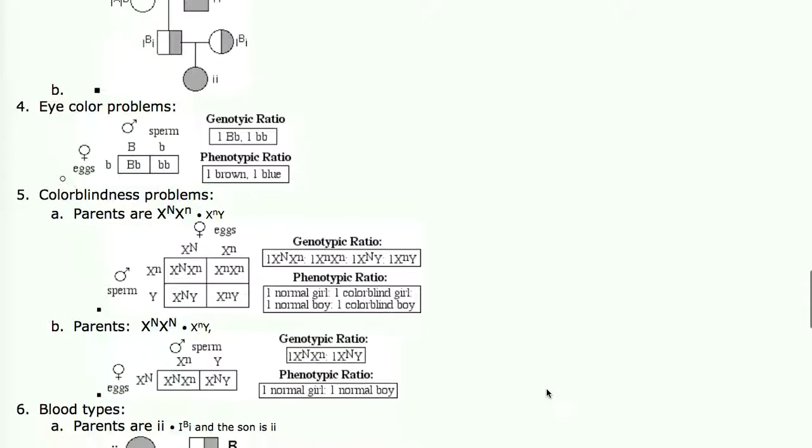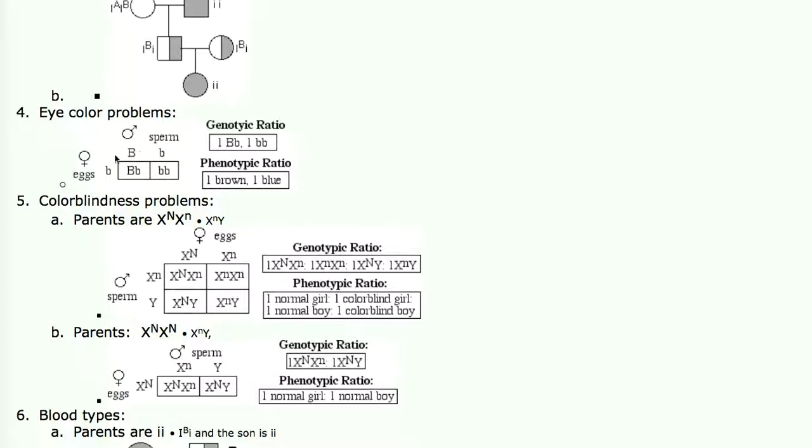Let's see. Here we go. In the eye color problem, one parent is big B, little b, and the other parent is little b, little b, because that other parent has blue eyes. They have a possibility of two different children. Their genotypic ratio is that their kids are either heterozygous brown or blue. One brown to one blue is what you'd predict for the offspring.